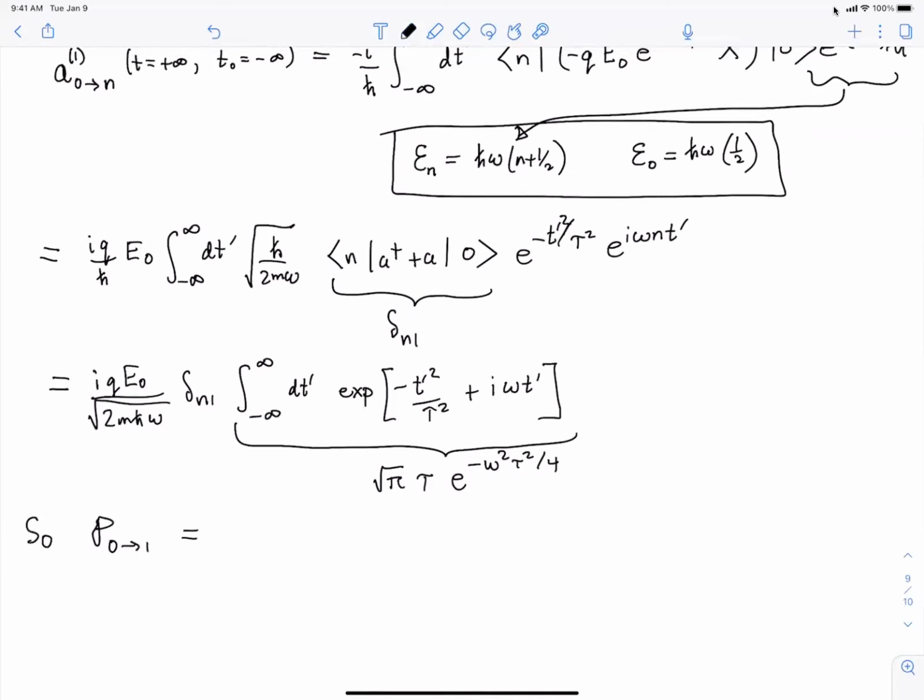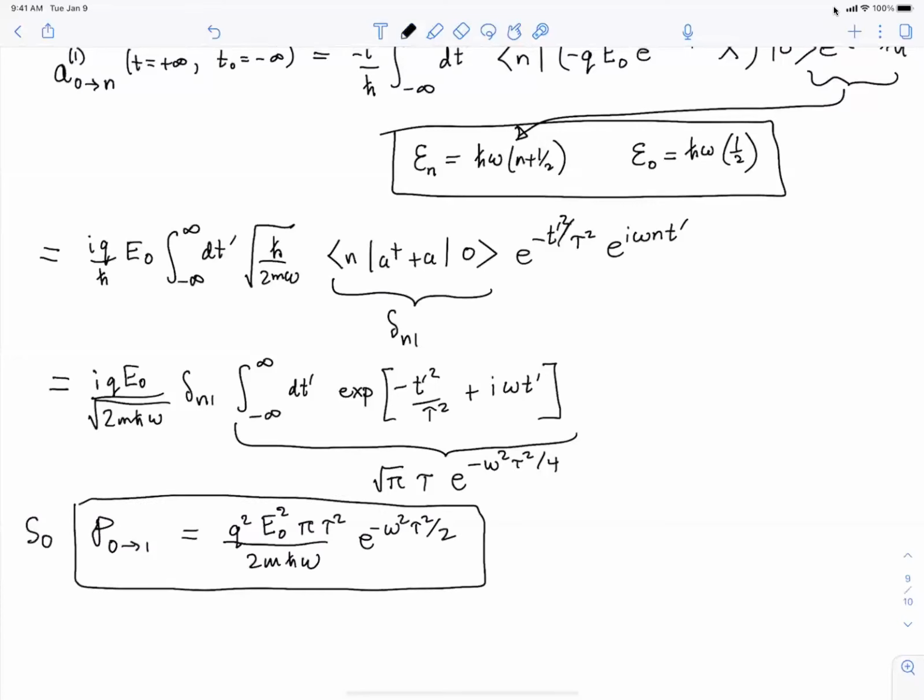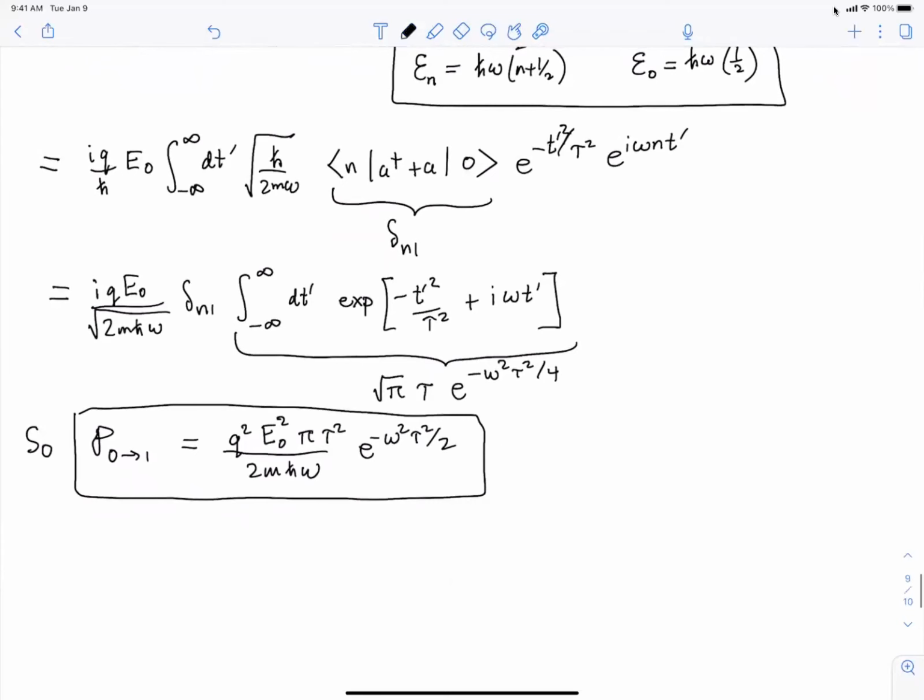Okay, and so that's q squared E0 squared pi tau squared over 2 m h bar omega, just squaring everything above. And then there's a factor of e to the minus omega squared tau squared over 2, because we squared it. Okay, so we've calculated the probability. We turn this electric field on and off. It jostles this harmonic oscillator. And this is telling us the probability that we end up in any other state. The answer is it can only end up in the state 1 above.